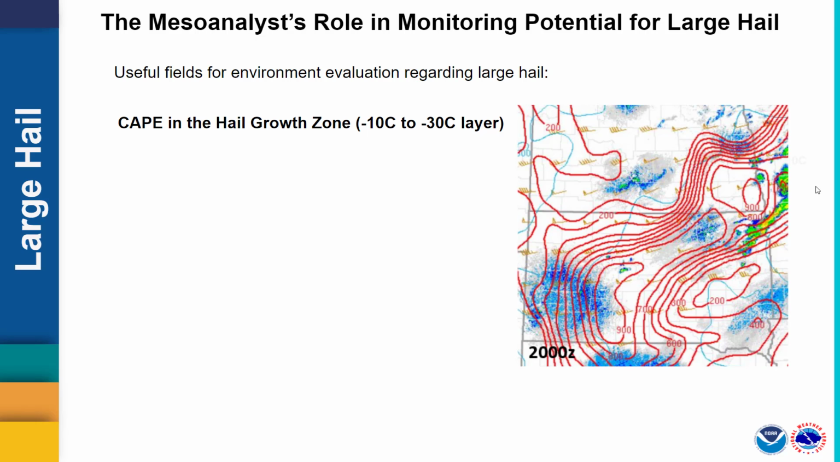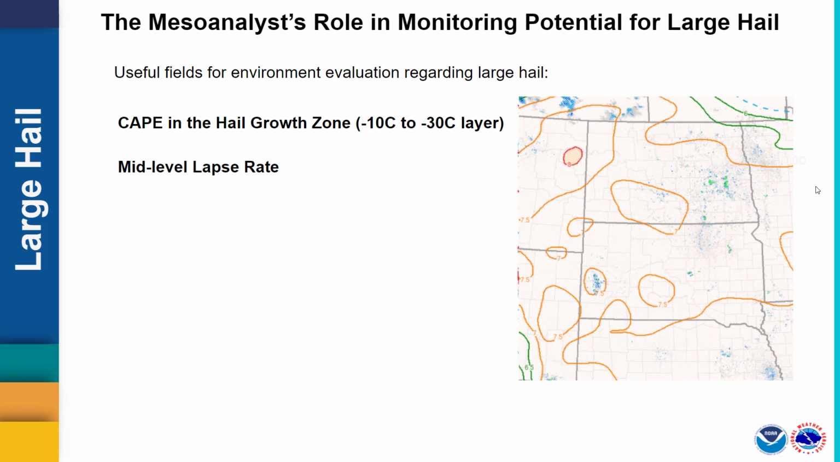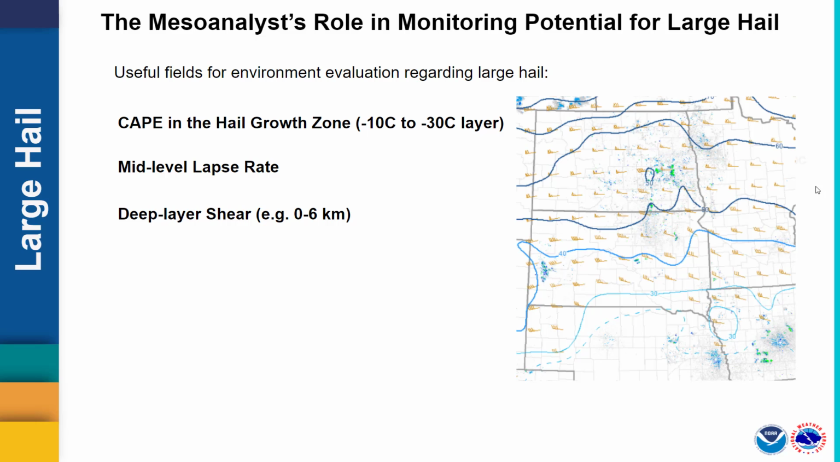Some examples. Here we see CAPE in the hail growth zone, generally the -10 Celsius to -30 Celsius layer. Particularly values of 700 or 800 or greater favor very large hail, golf ball size or larger. In the example shown on the right, we're really focused on west central South Dakota and possibly southeastern North Dakota. Large mid-level lapse rates, greater than 6.5 or 7 degrees Celsius per kilometer, are also quite favorable. In this example, we see widespread areas of 7 Celsius or greater across the Dakotas. We also want deep layer shear, which we also see here across the Dakotas as being favorable.